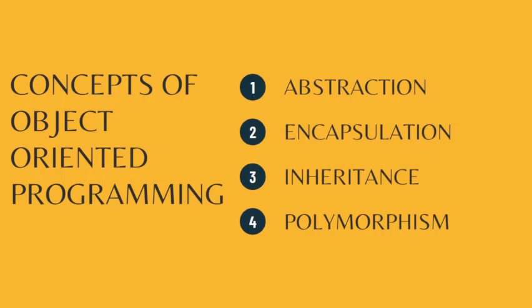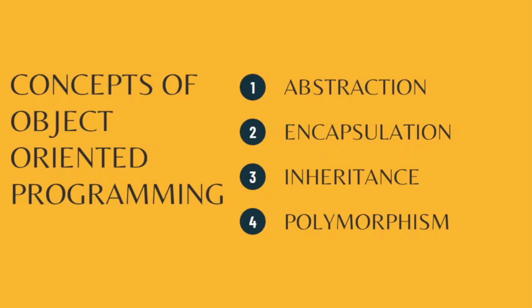So when it comes to object oriented programming, we have four main concepts that we'll be looking at. The first is abstraction, second, encapsulation, third, inheritance, and fourth, polymorphism. So I'll just give some short, brief explanation on each of them.